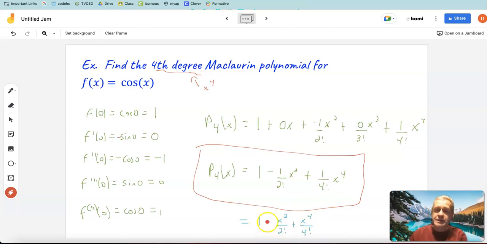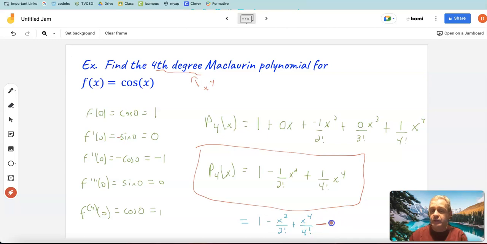Now, in this fourth degree polynomial, we don't have every power of x, but if you look at these powers, this is x squared, this is x to the 4th, and hopefully you agree that the first term could be thought of as x to the 0. These are all even powers of x, and they're all over the same numbered factorial.